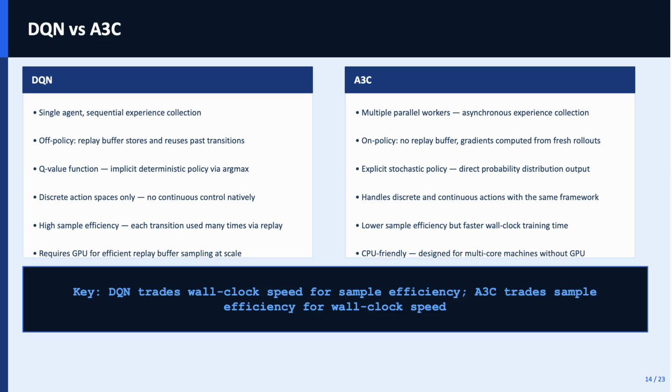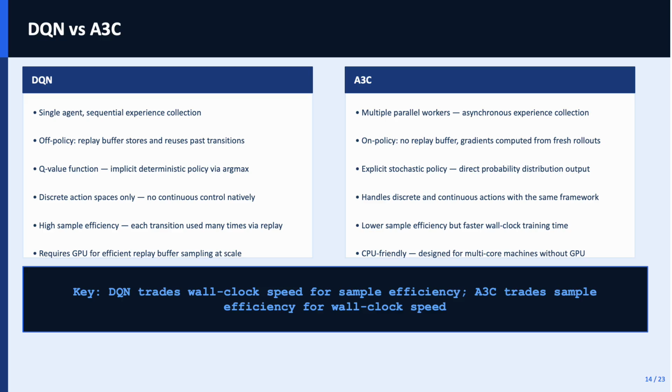DQN maintains a large replay buffer, learns an action value function, and derives a deterministic policy by taking the action with the highest estimated value. This makes it highly sample efficient because each transition is reused dozens of times, but it restricts the method to discrete action spaces and requires significant memory for the buffer.